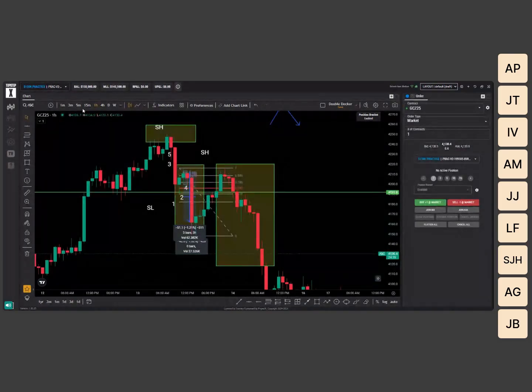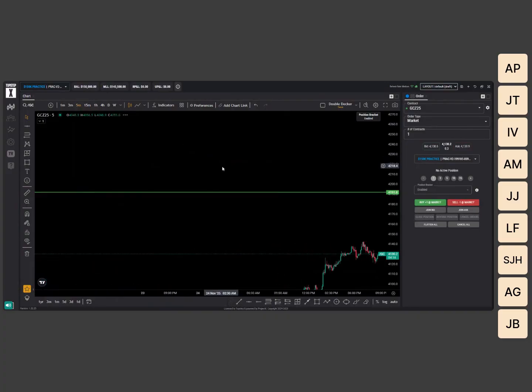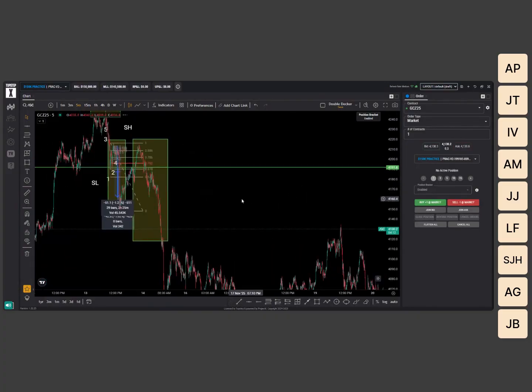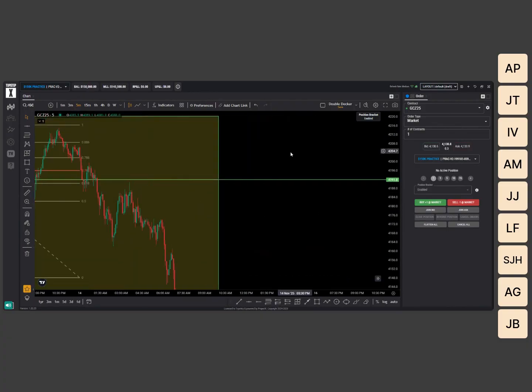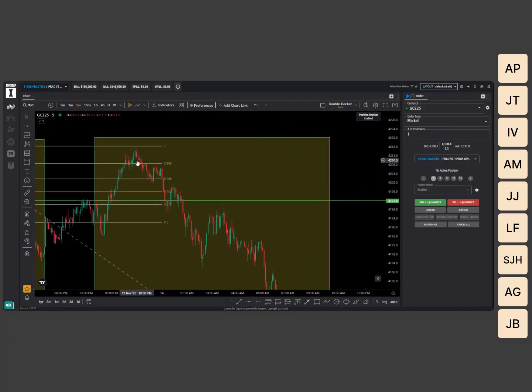But again, understanding that this is happening on our higher time frame, on a lower time frame we're just looking for entries. Now, if we look to our highlighted zone, you can clearly see, boom, got an entry right here.